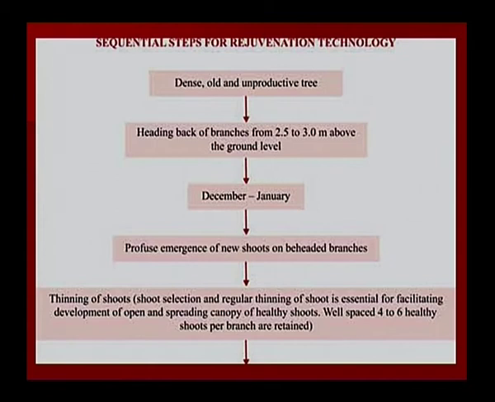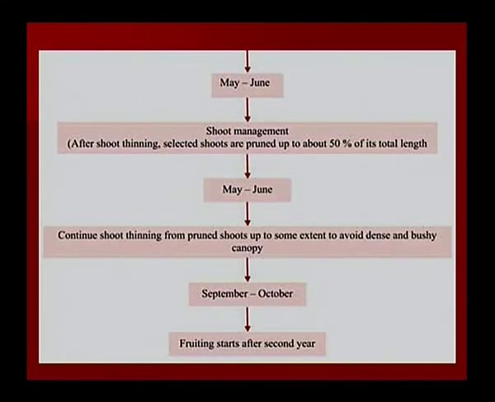Then thinning of shoots for facilitating development of open and spreading canopy of healthy shoots. Well spaced 4 to 6 healthy shoots per branch are retained. This activity is done during May or June.